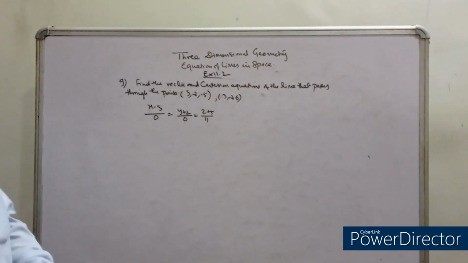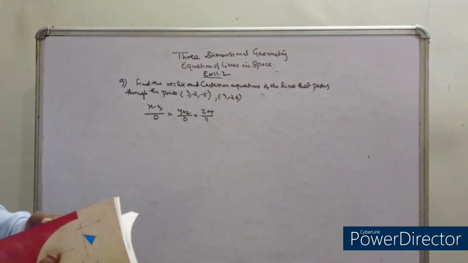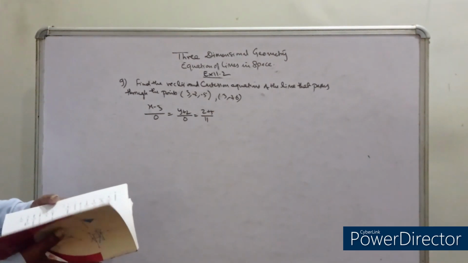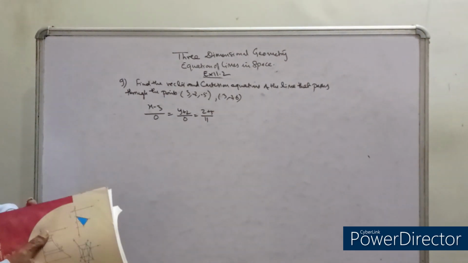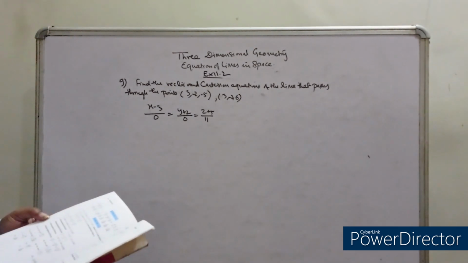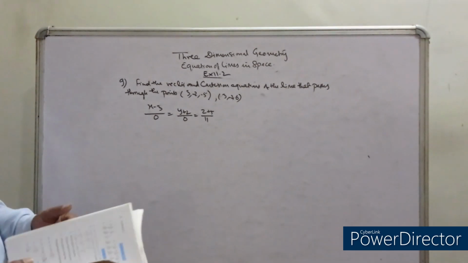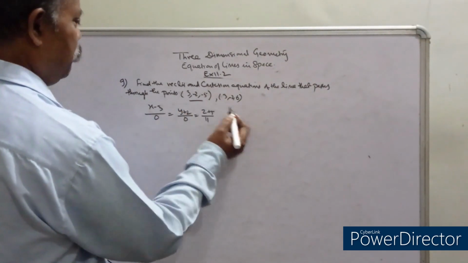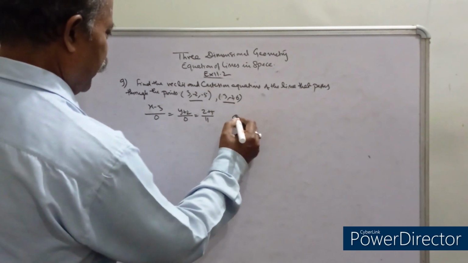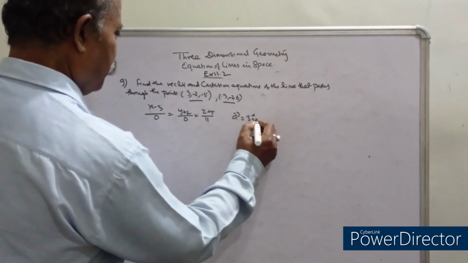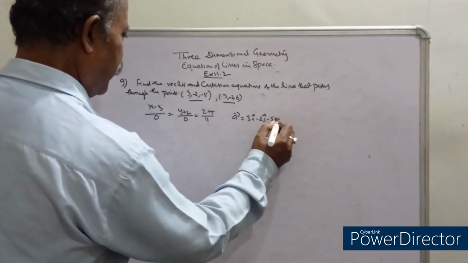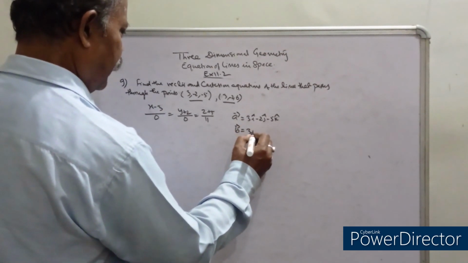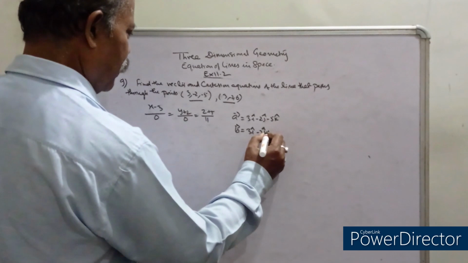So this is in Cartesian form. Let me check the answer in Exercise 11.2, question number 9. It's correct. And in vector form, this is your a vector and b minus a. Your a vector is 3i cap minus 2j cap minus 5k cap, and your b vector is 3i cap minus 2j cap plus 6k cap.